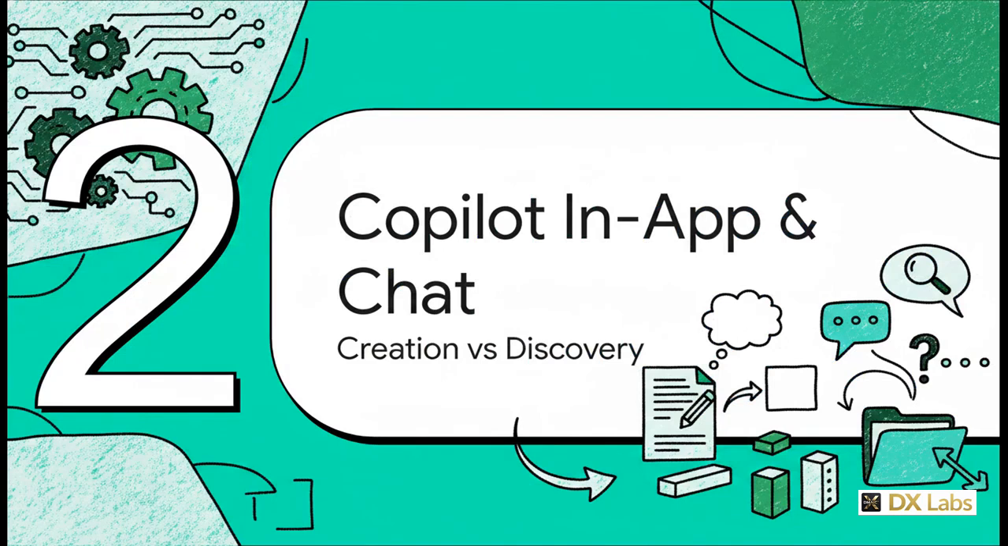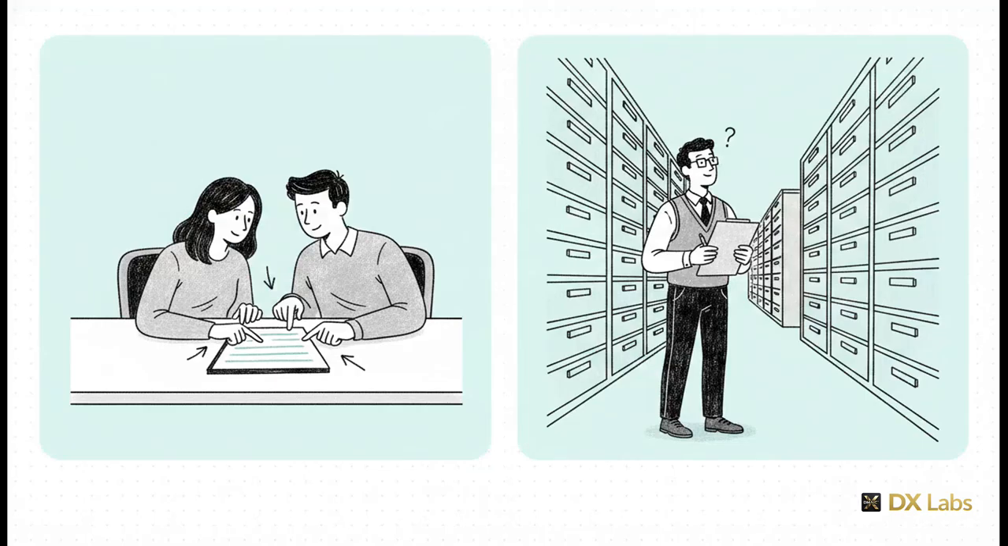Section 2. Copilot in-app and chat. Contextual creation versus knowledge discovery. Picture in-app Copilot as a really smart colleague sitting right next to you helping you write a document. Copilot Chat, though, is more like the company archivist who can basically search the entire building for information.